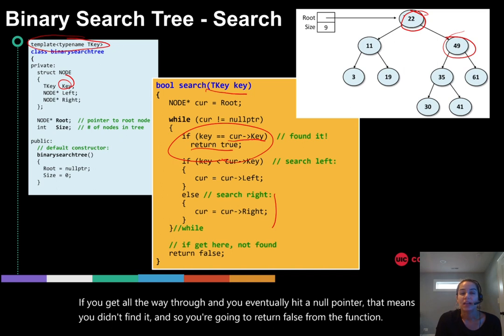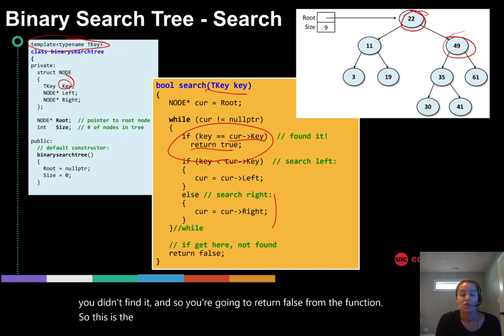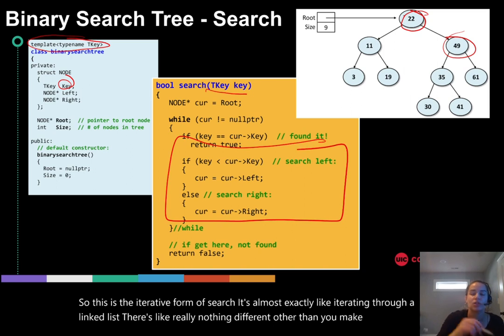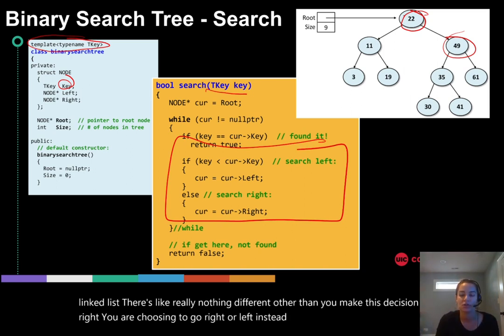So this is the iterative form of search. It's almost exactly like iterating through a linked list. There's really nothing different other than you make this decision, right? You are choosing to go right or left instead of just choosing to go to the next node.